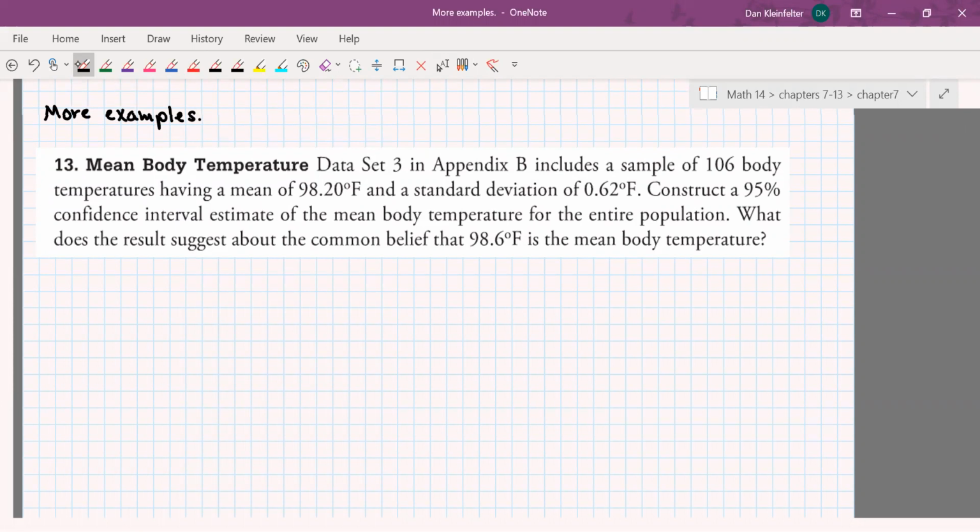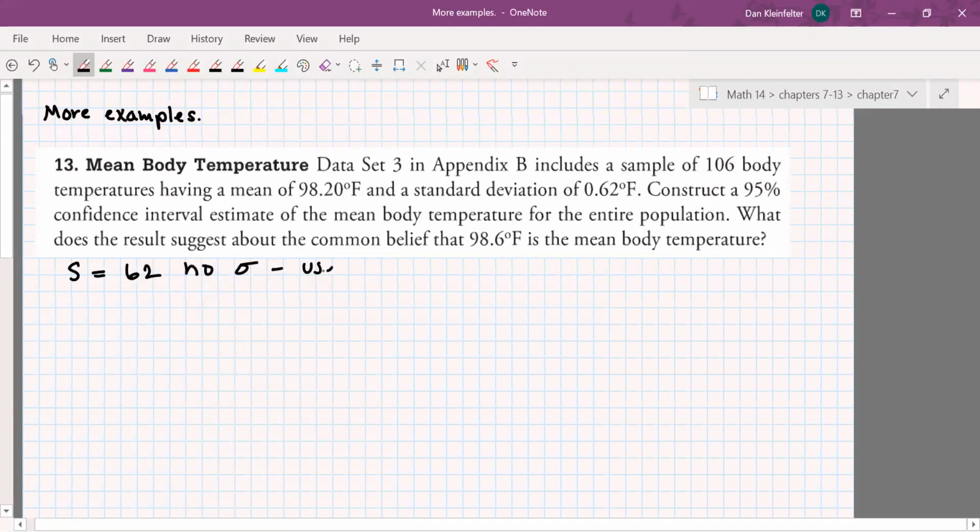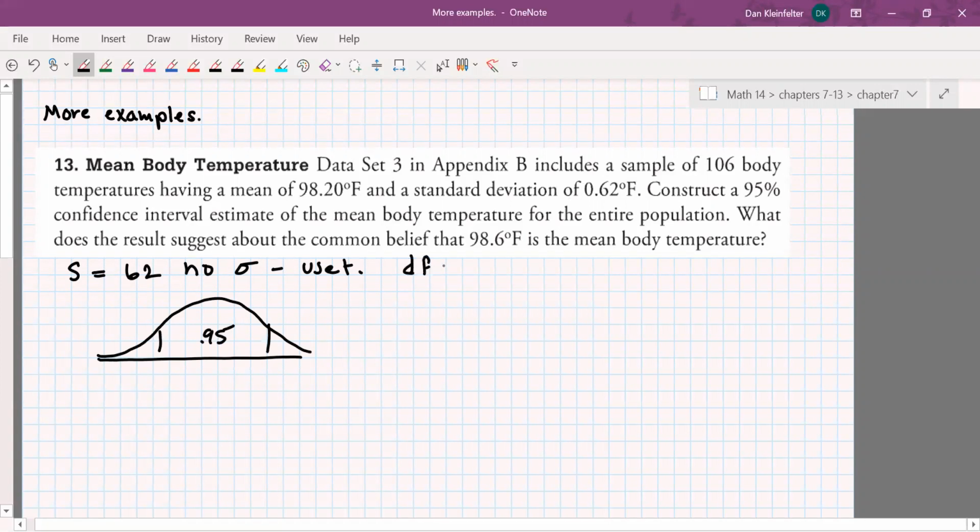Here it doesn't say anything about it being normally distributed, but there are 106 temperatures, which is way more than 30, so that's fine. The 0.62 is a sample standard deviation, so we have no sigma, and we're going to use the t-distribution. As before, we'll make a little sketch to help us get the t alpha over 2. We wanted a 95% confidence interval. Our degrees of freedom here is going to be 105.